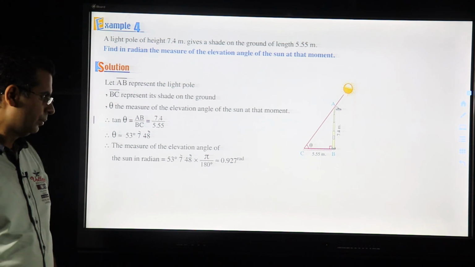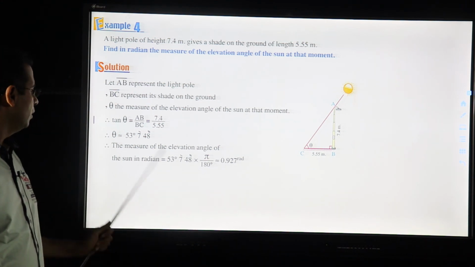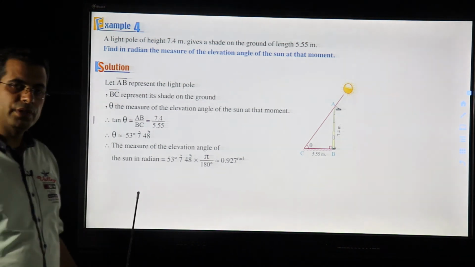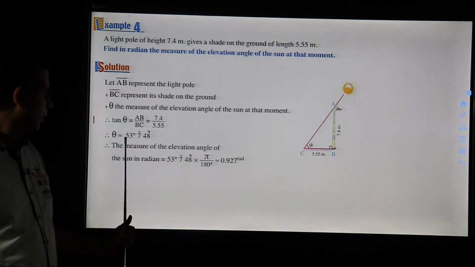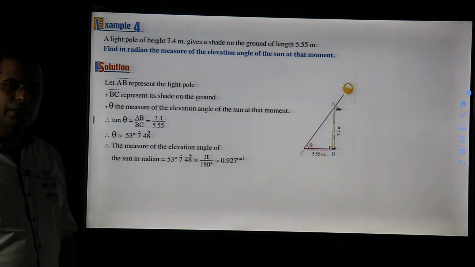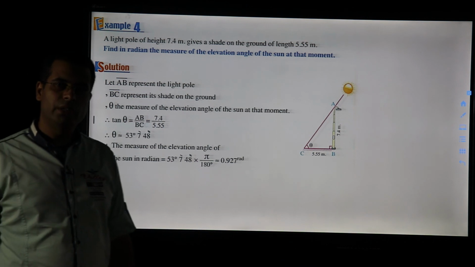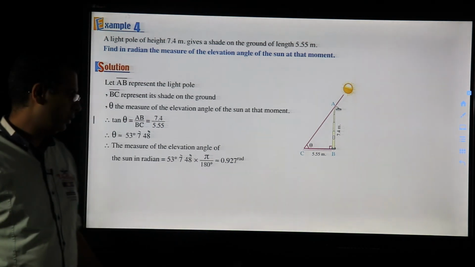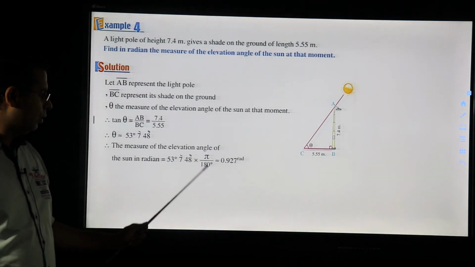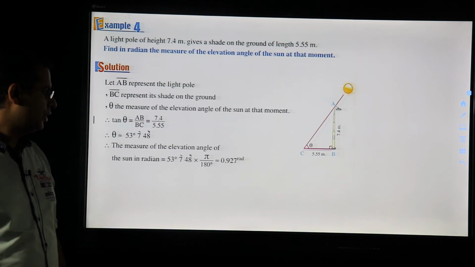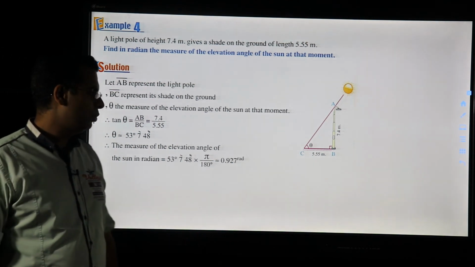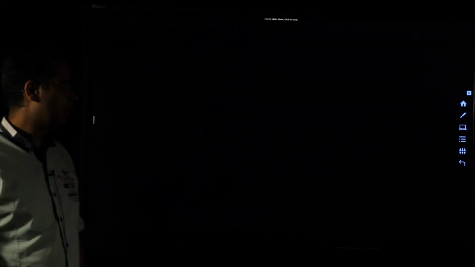Press shift tan to find the measure of angle C or theta, which equals 53 degrees, 7 minutes and 48 seconds. We want to convert it into radian measure by multiplying it by pi over 180 degrees, which equals 0.927 radian.